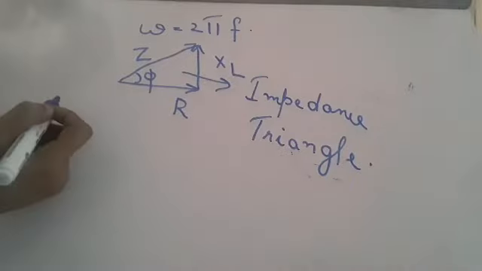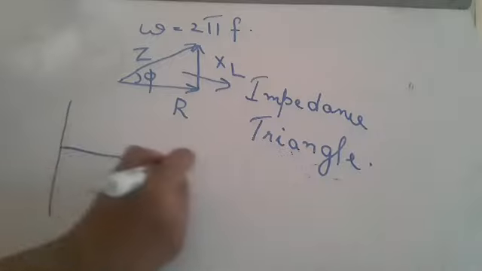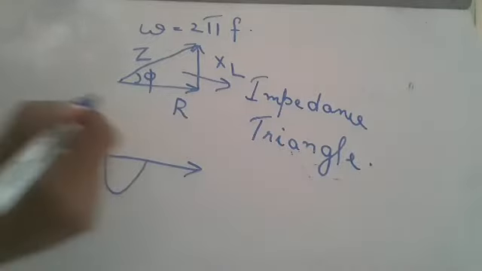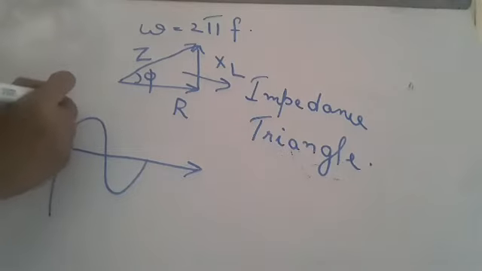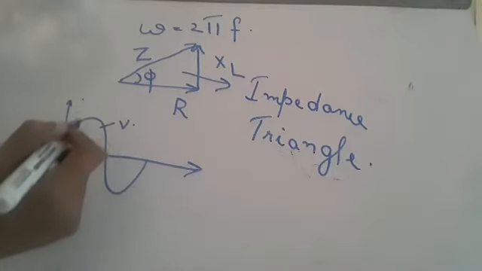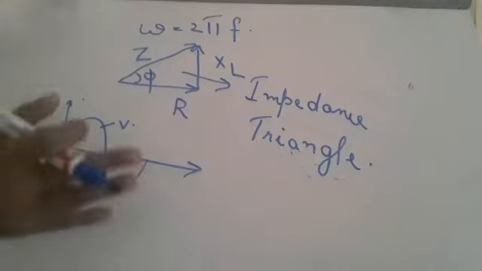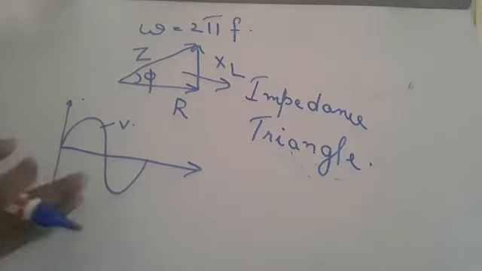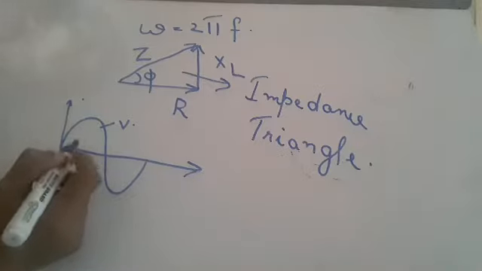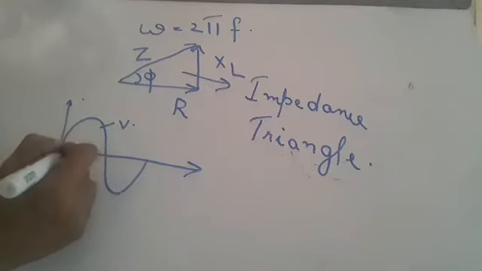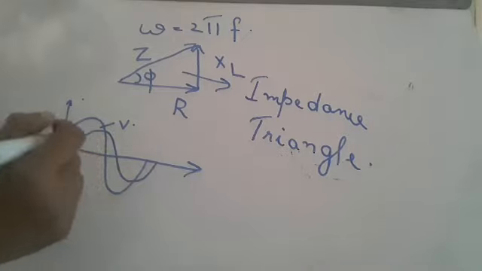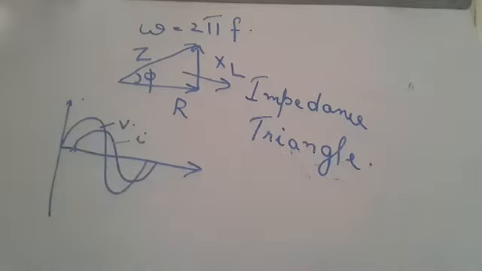Now to draw the waveform of this particular circuit, first I am taking voltage as a reference. If I am taking voltage as a reference, the current will lag by an angle of phi. That we have seen in the voltage triangle. So here I am taking phi which is less than 90 degrees. So this is the waveform for voltage and current. Now with this we can draw the power curve also, but before that we have to derive the equation for power.